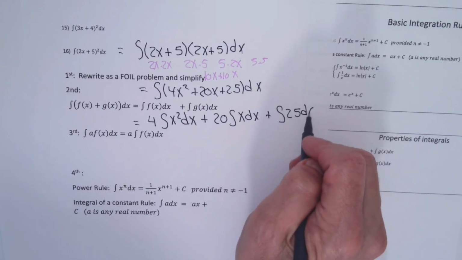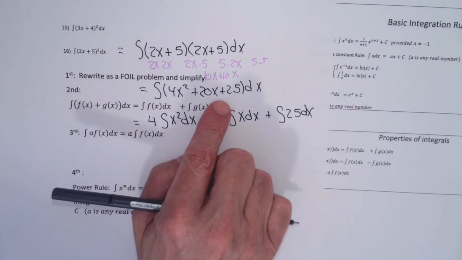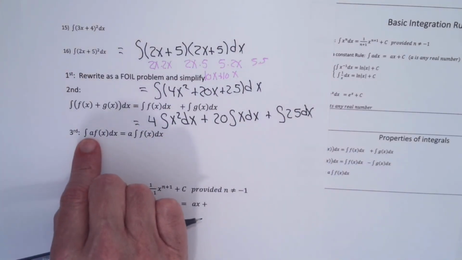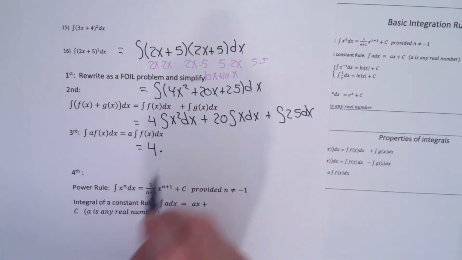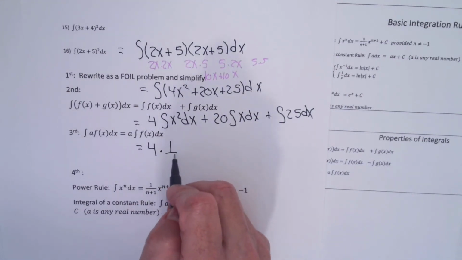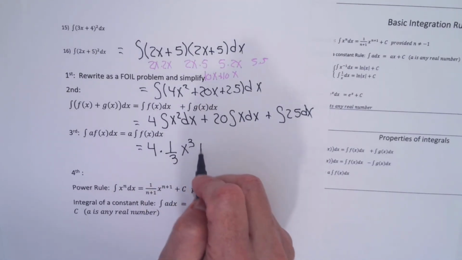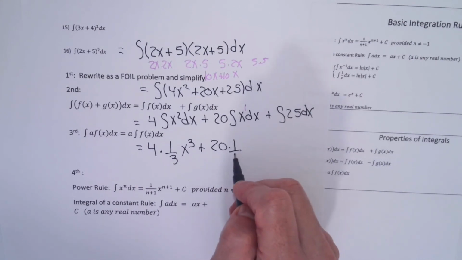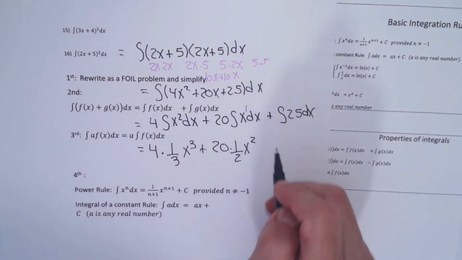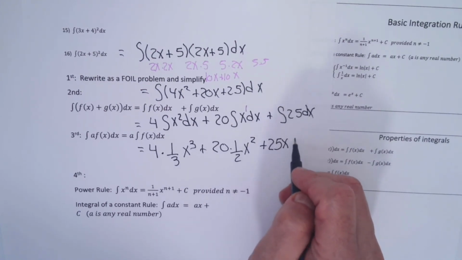So I just skipped a step. I did 2 rules at once. I did the adding rule to split the single integral into multiple integrals, and I snuck the coefficients out just to be efficient. And now I'm going to integrate. That coefficient of 4 is going to be multiplied by 1/3 because the new exponent, 2, is going to turn to 3. The coefficient of 20 is going to be multiplied by 1/2 because the exponent started at 1. My new exponent is going to be 2 when I add 1 to it. And the third is an integral of a constant, and with a constant, you just get that constant times x.